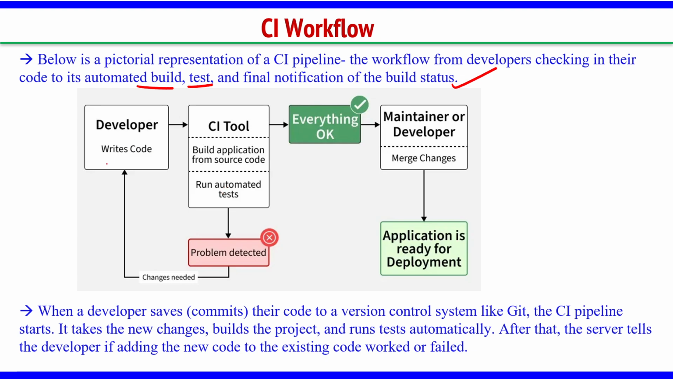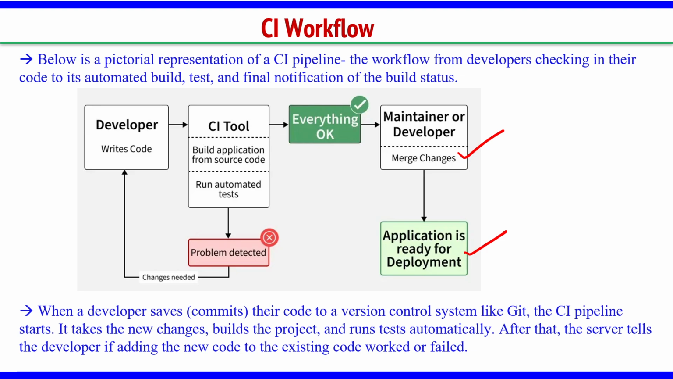So, here you see the developer writes the code, then I use some CI tool which will help me build the application from the source code. It will run the automated tests, checking whether the code you have written has some syntactical error or semantical error or not. That will be verified. If there is some error, it will alert you that some variables are missing, some changes are to be made. If everything is okay, it will go to the maintainer, or the developer will merge the changes. Then the application is ready for deployment.